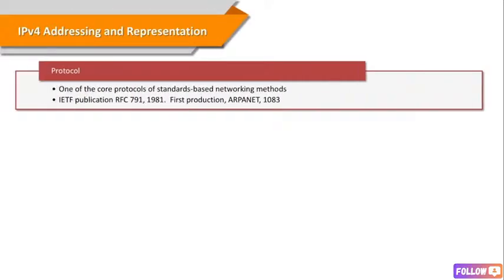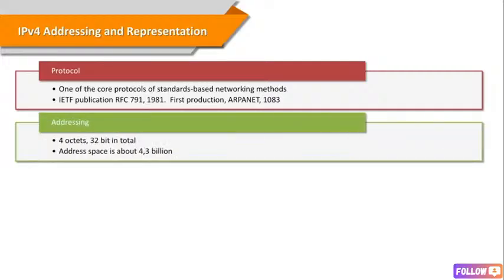Internet Protocol version 4, IPv4, is one of the core protocols of standards-based networking methods on the Internet. It was described in IETF publication RFC 791 in 1981, and it was the first version deployed for production in the ARPANET in 1983. It still routes most Internet traffic today despite the ongoing deployment of the successor protocol, IPv6.